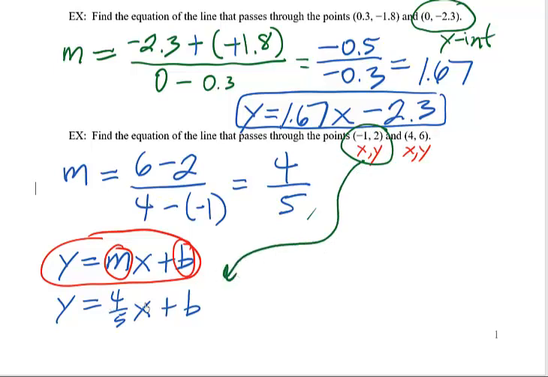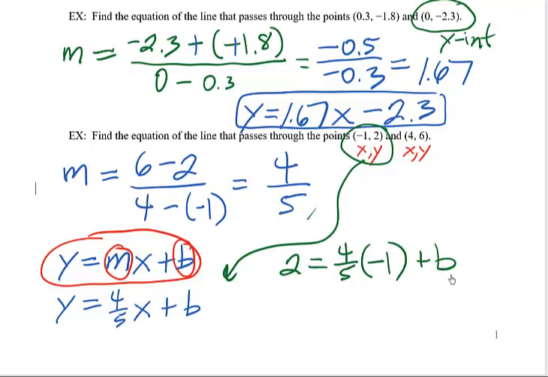I'm going to go to this equation. Everywhere I see the y, I will put a 2. And then everywhere I see the x, I will put a -1. Maybe a parentheses would be helpful there to indicate the multiplication. Solve this equation for b, and you're all set.